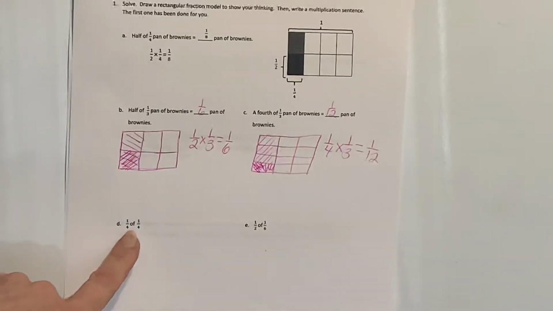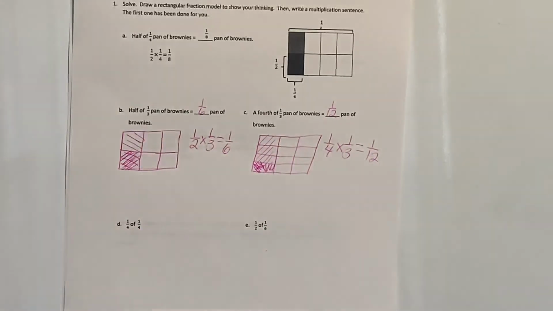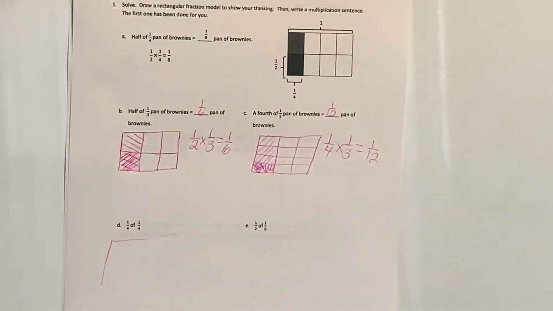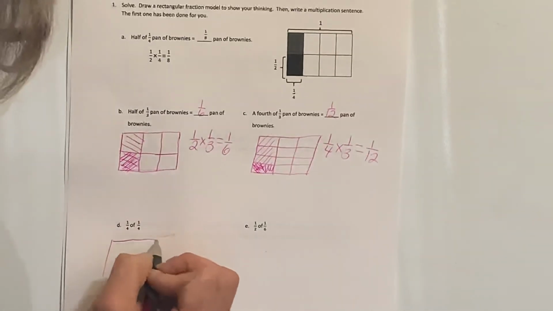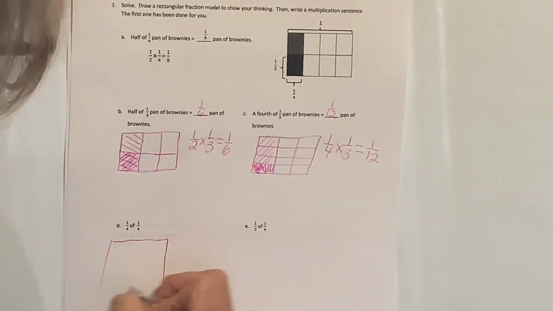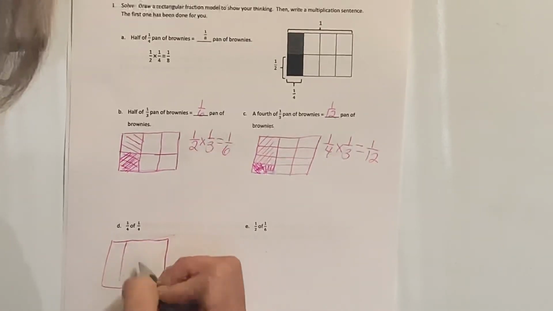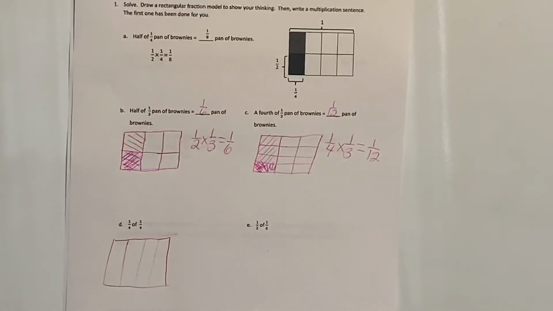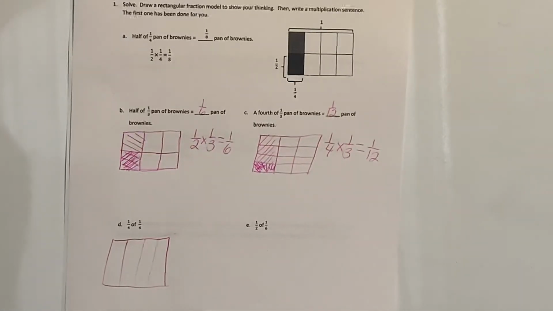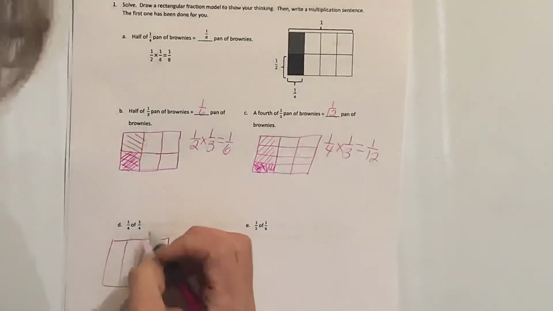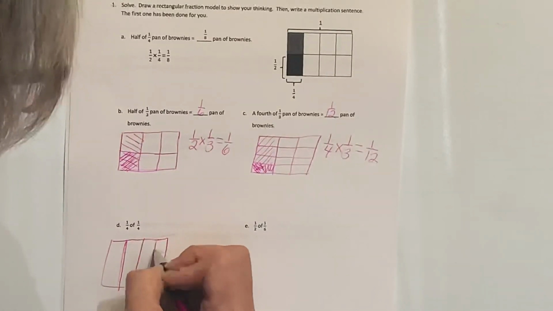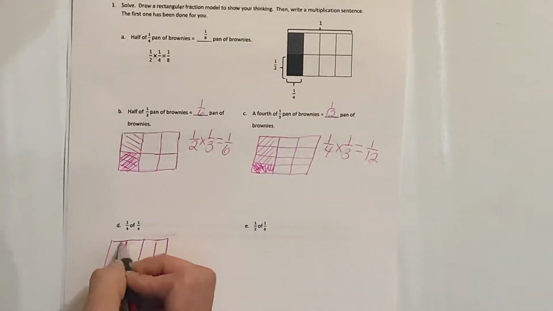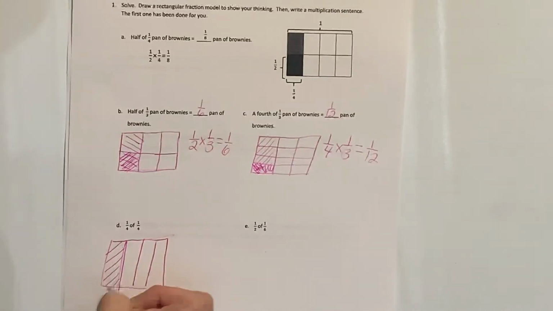Okay, so now we've got 1/4 of 1/4. Well, if I'm drawing my picture again, I'm having an awful time with these pens. All right, so fourths. All right, so that shows 1/4. Okay, so this shows fourths. 1/4, 2/4, 3/4, 4/4. This shows 1/4 of the pan.